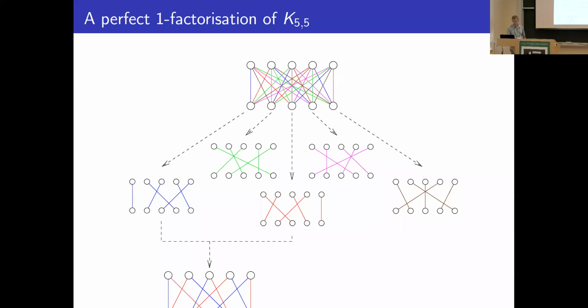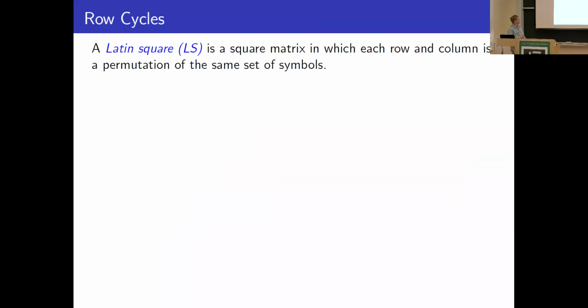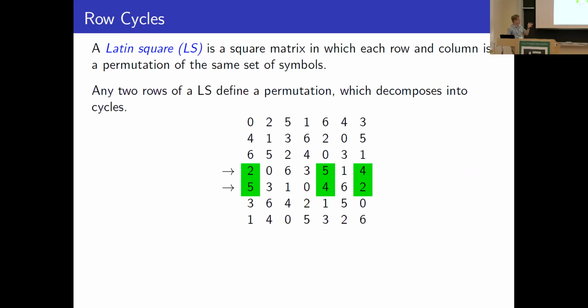So that was one of the things in my title. The other thing was something about Latin squares. So I'll tell you about that. A Latin square is just a square matrix where each row and column is a permutation of the same set of symbols. Today, my symbols will be 0 up to n-1. And I can look at two rows of a Latin square, say these two here, and that will define a permutation that maps the first row to the second row. In this particular case, it will map 2 to 5, 5 to 4, 4 to 2, and I call that a row cycle. So this is a really important concept for today's talk.